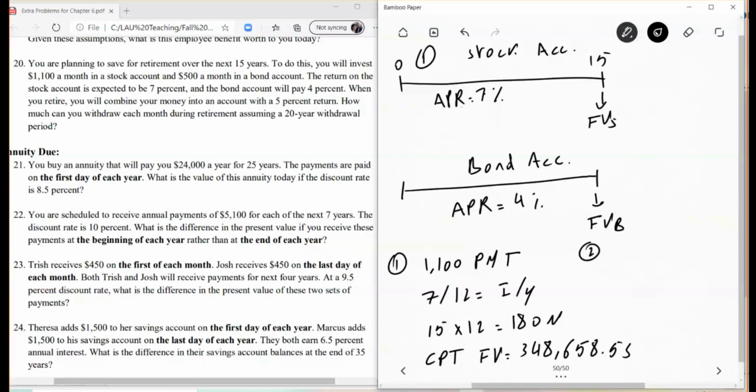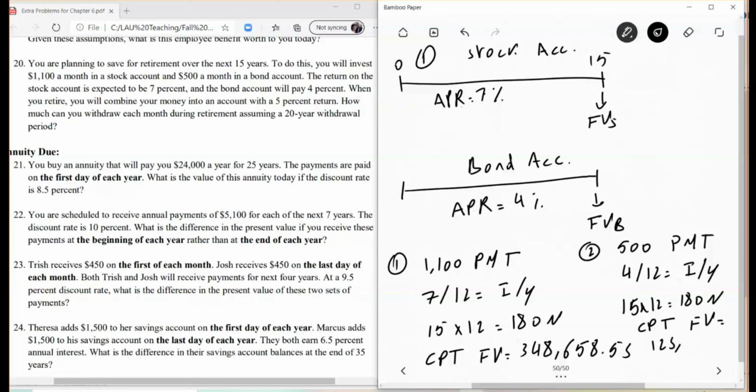For the second account, I'm investing $500 a month. This is my payment. The interest is 4 divided by 12, 0.33. This is I/Y. N is the same, 15 times 12 equals 180. This is N. And then I compute FV. The future value is $123,045.24.